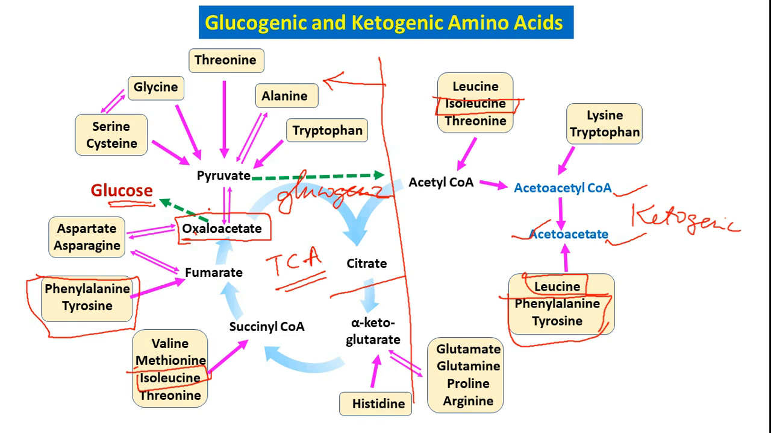Okay, so this is the way, depending upon their contribution to glucose synthesis or ketone body synthesis, we can segregate them into glucogenic amino acids or ketogenic amino acids, or both gluco and ketogenic amino acids. Okay, I hope you understood the concept of glucogenic amino acids and ketogenic amino acids.